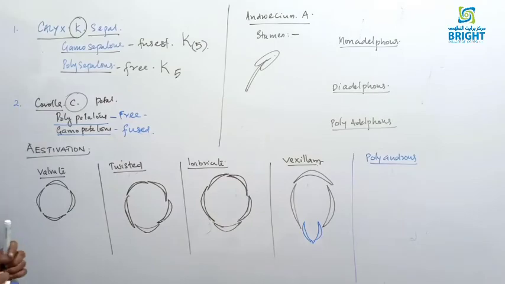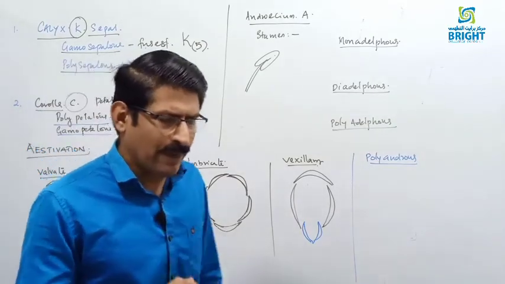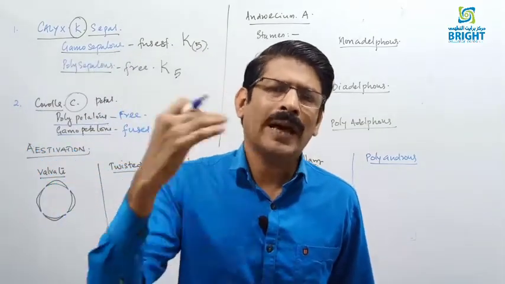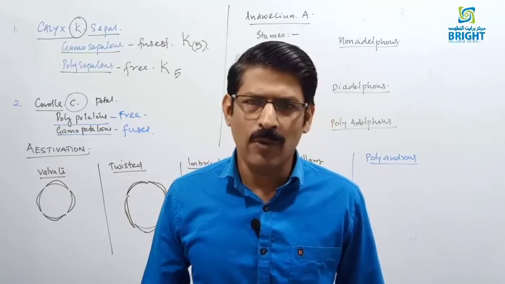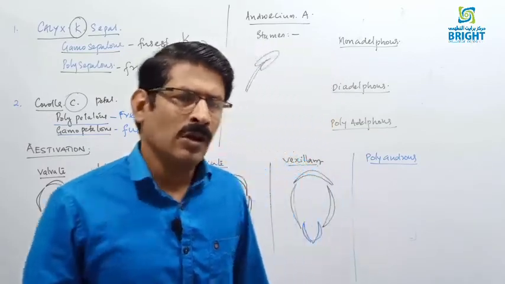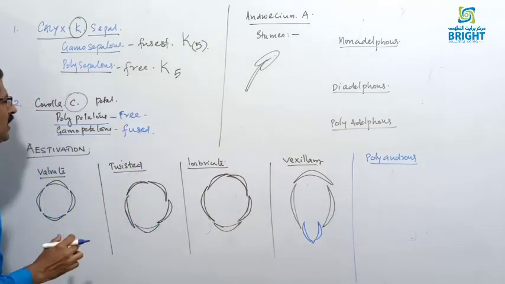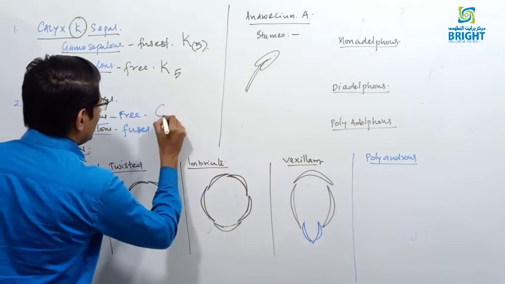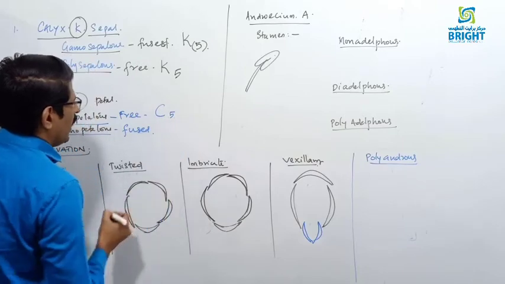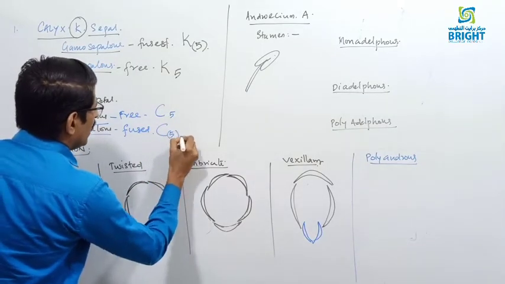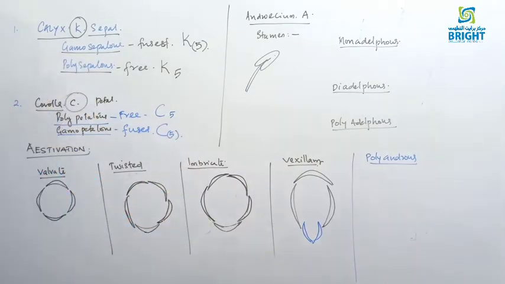And when we are considering petals and sepals, petals have more taxonomical or morphological importance because they are more conspicuous. That's why when we are using the floral formula, these characters are very important. If it is free, then C5. If it is fused, then inside the bracket. So this is the representation.